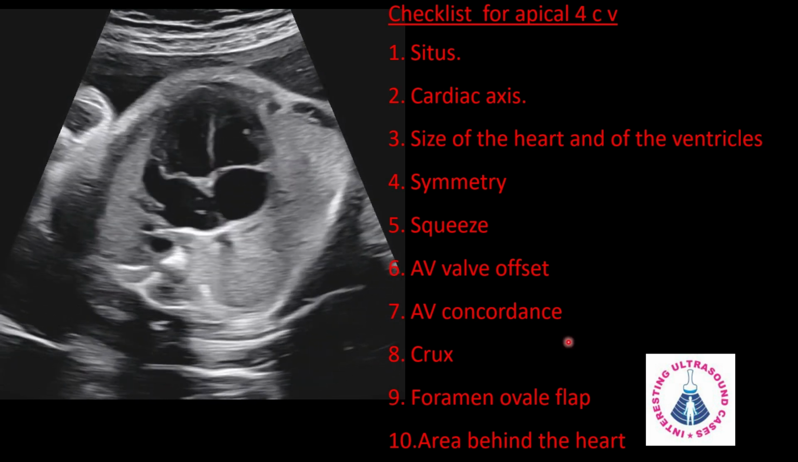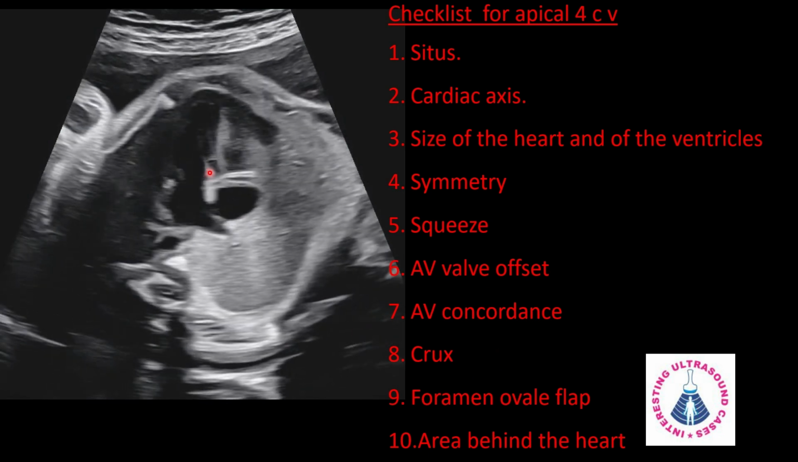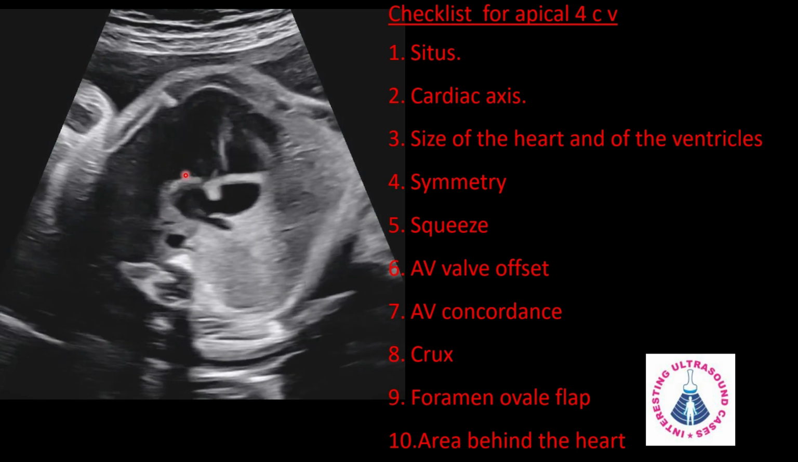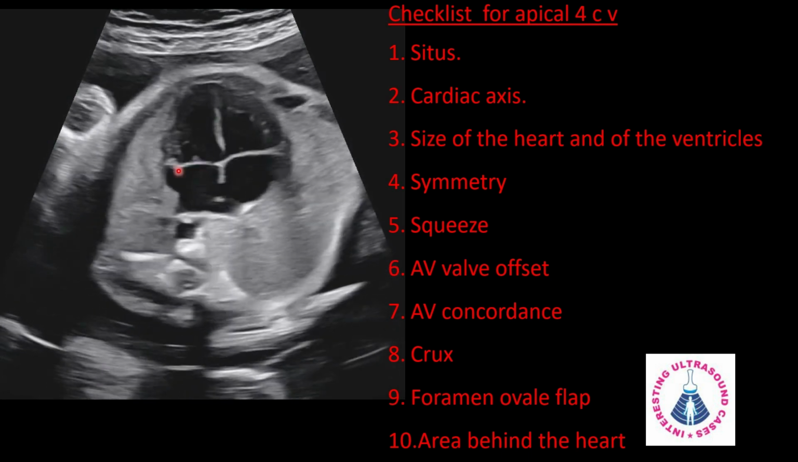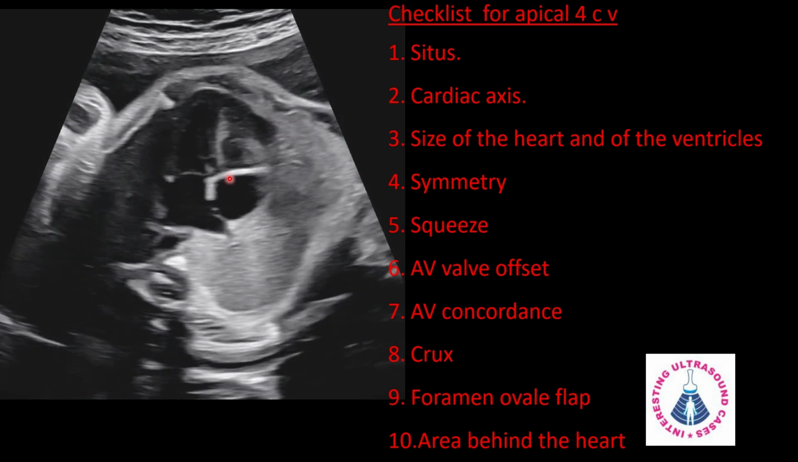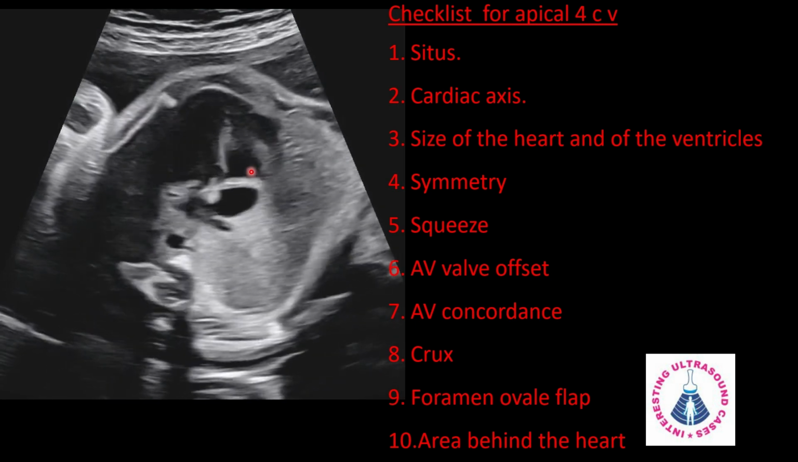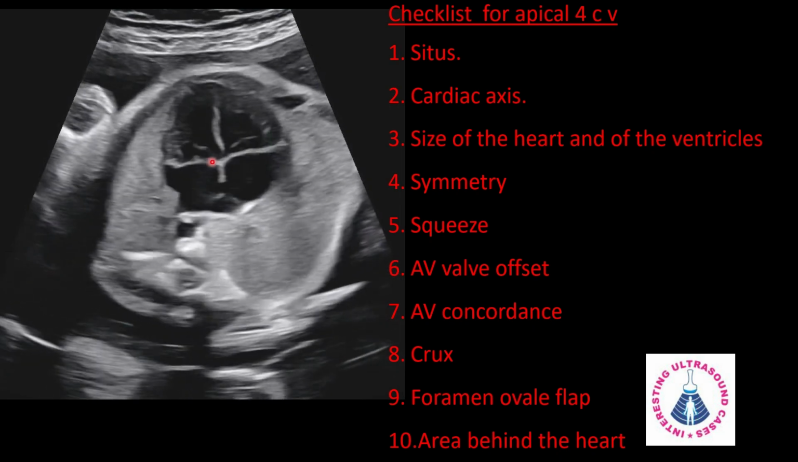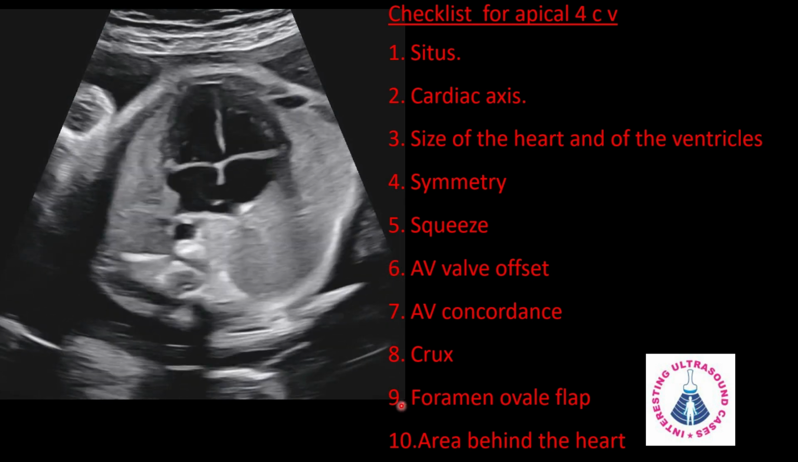AV concordance is maintained. Then we have to see the crux, that is the plus-shaped region in the center of the heart at the junction of the interventricular and atrioventricular regions. So this crux region is lost in cases of AVSD or VSD in this region or primum ASD.